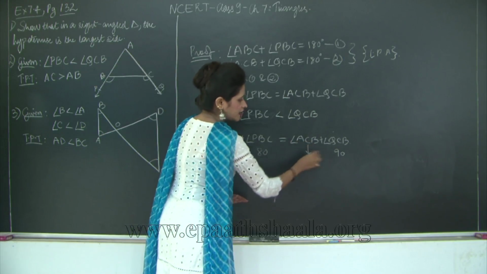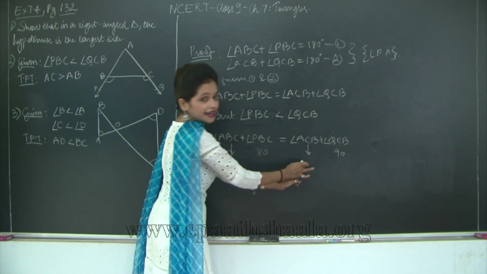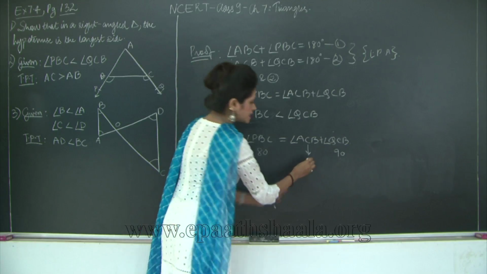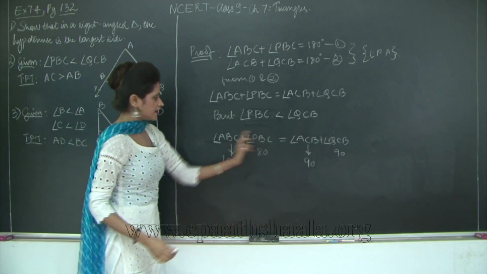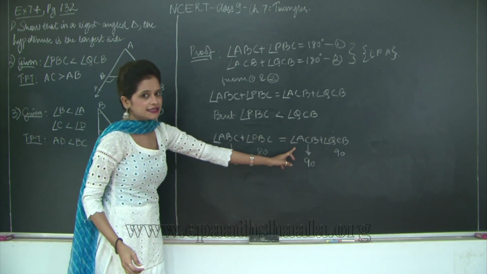Similarly here this is 90. So what will I add to 90 to get 180? I will add 90. So what are we getting from this? That angle ABC is greater than angle ACB.